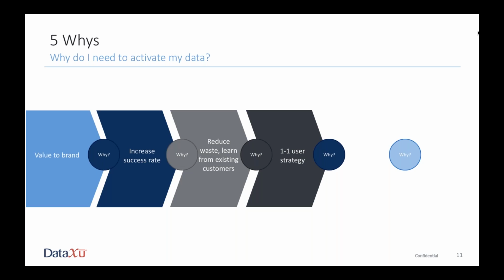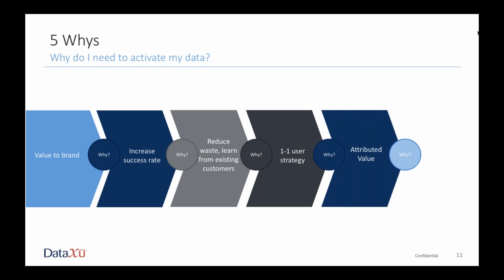But why should I use a one-to-one user-based strategy? Because if we can start to understand attributed value, so not looking at linear CPAs for display versus video versus social, but understanding value at a user level, we start to understand the role each channel plays that wouldn't necessarily be evident in a linear CPA model. But lastly, why do I want to move towards attributive value? Because it's a step towards true marketing ROI. So understanding the ROI impact of what we are doing, and again, moving away from linear CPAs.